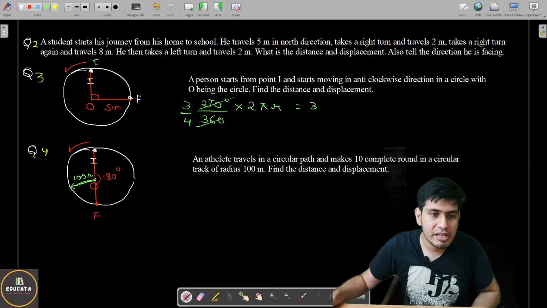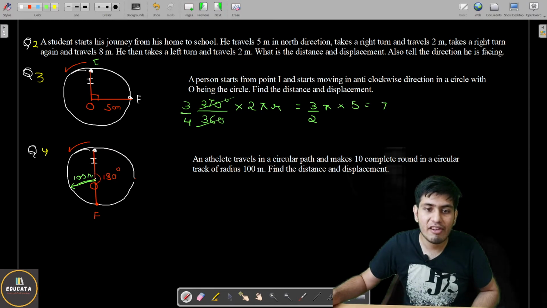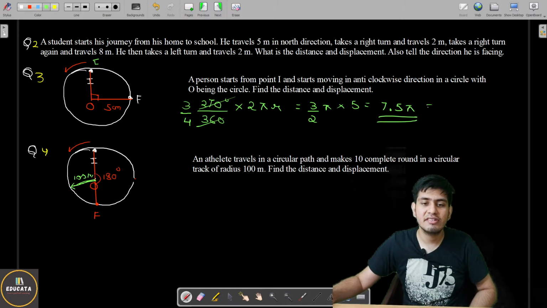It is 3 by 4 into 2 pi into 5, which is equal to what? 15 by 2, or 7.5 pi. The distance basically becomes 7.5 pi. This is the distance covered by the body.